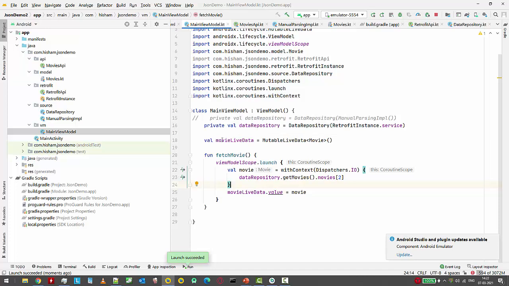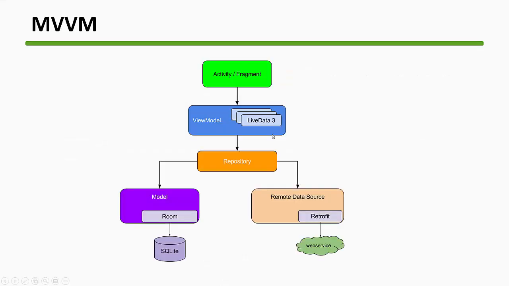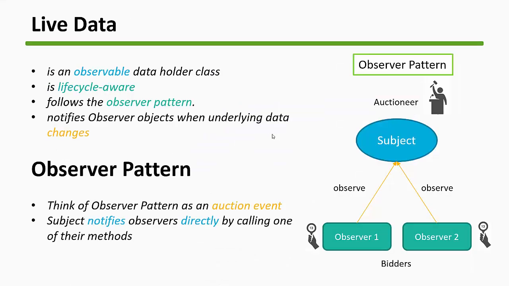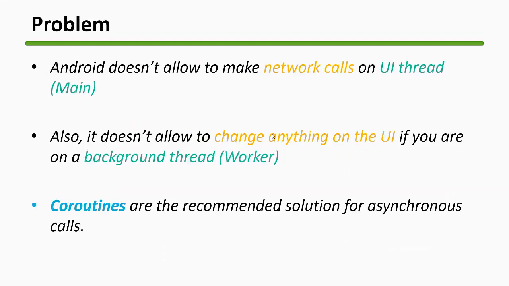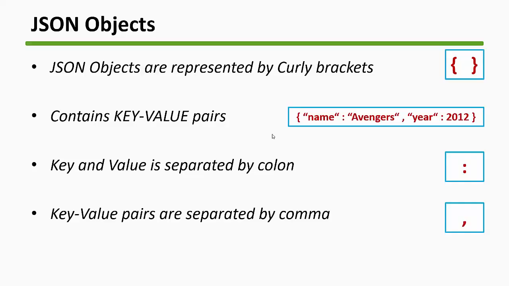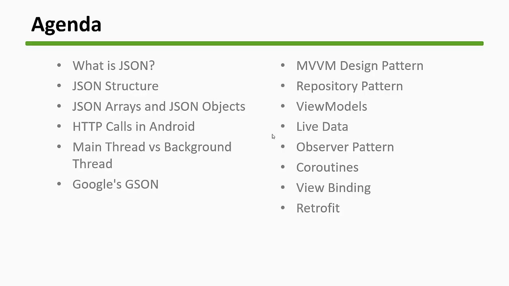That's pretty much it. Let's sum it all up. So we used JSON, we used MVVM, we used ViewModels, we have seen LiveData, we've seen HTTP calls, and we have seen JSON, and we have seen all these topics here. So I mean, that was it.